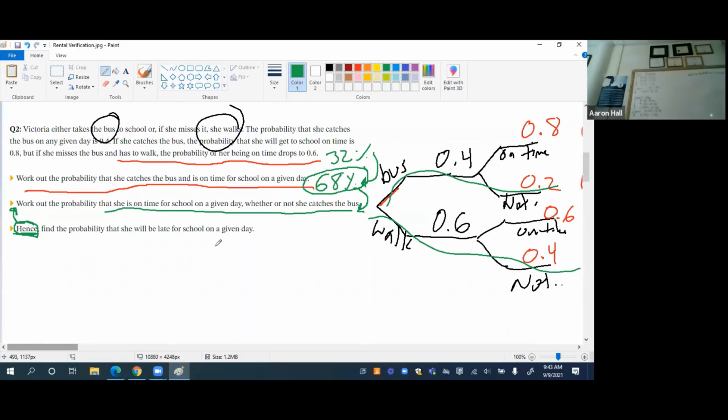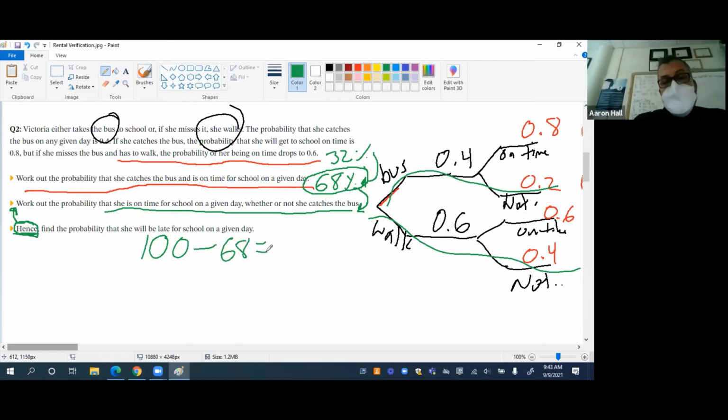What is it? How did you get 32? Yeah, so we have 100%, Olivia? Yes, we have 100% minus the 68%. That's going to give us a 32% probability that you're going to be late.